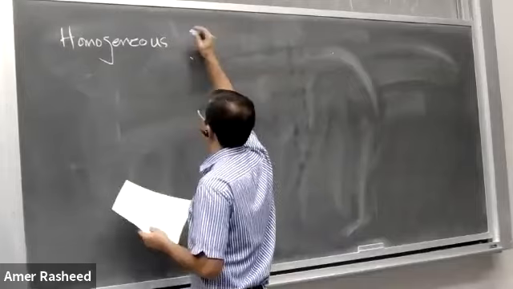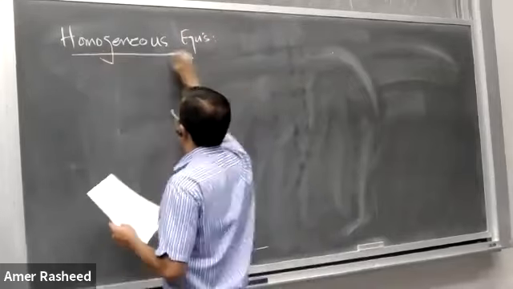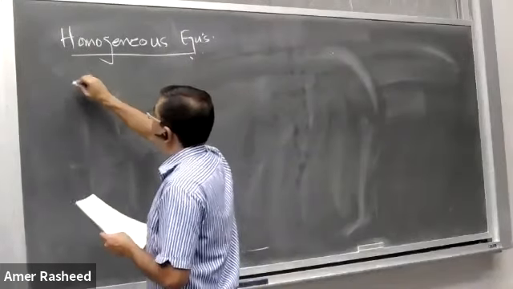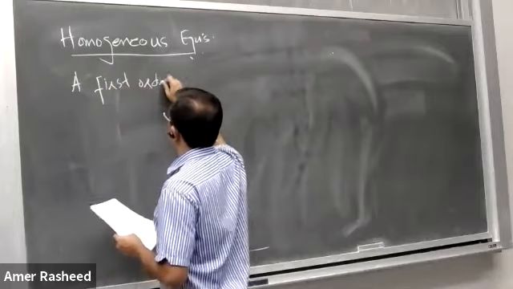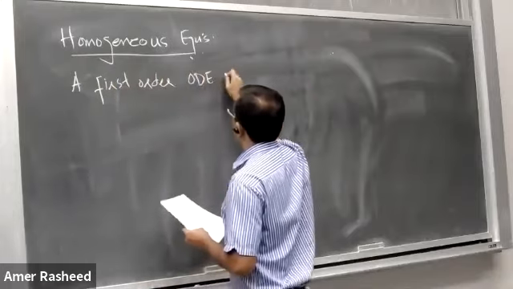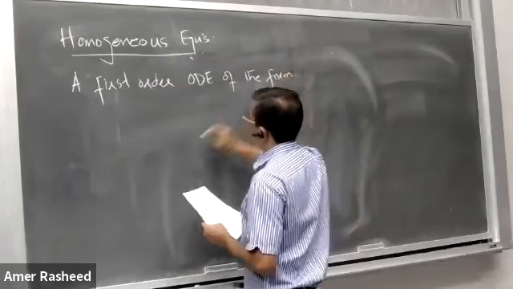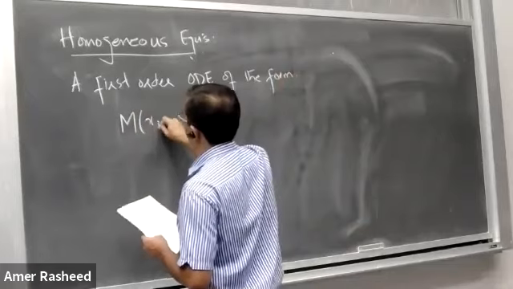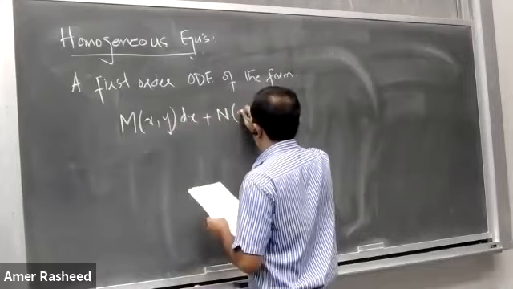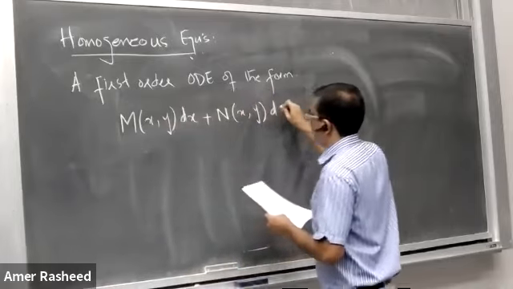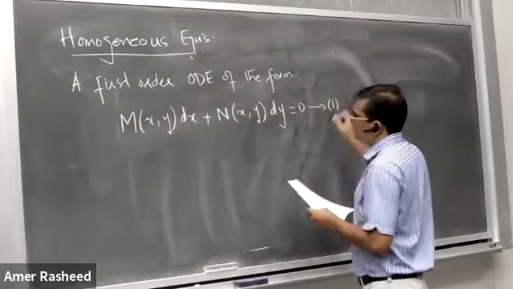Homogeneous first order ODEs, or homogeneous equations in general, we say them. A first order ODE of this form: M(x,y) dx + N(x,y) dy = 0. We call it equation 1.